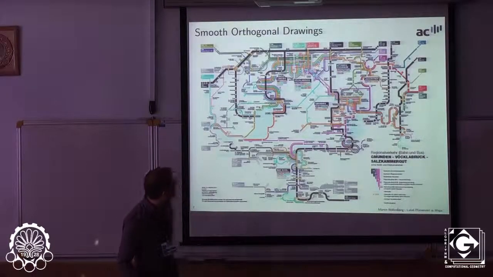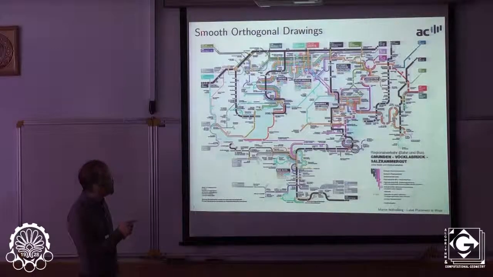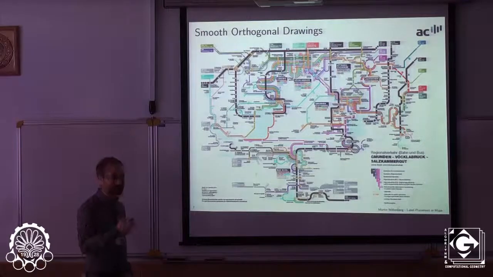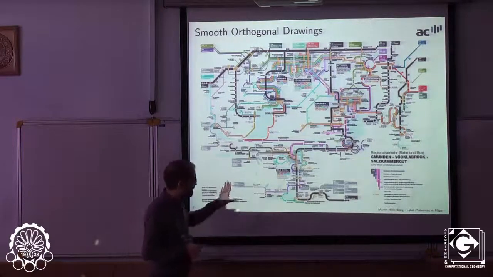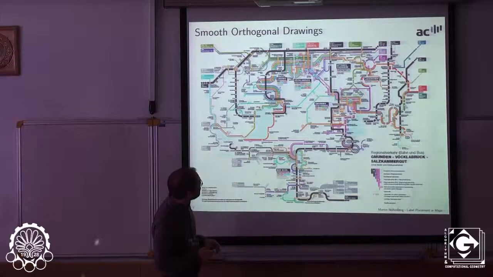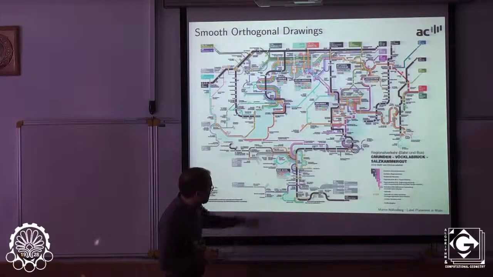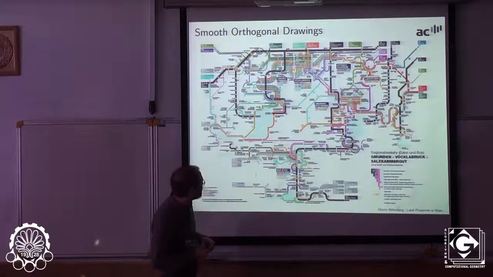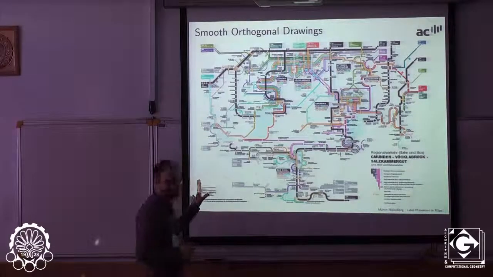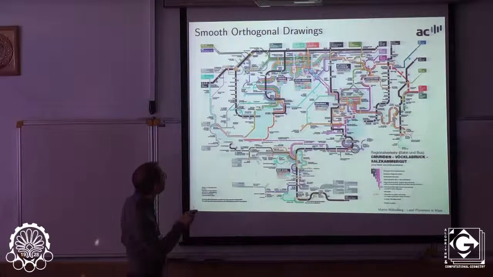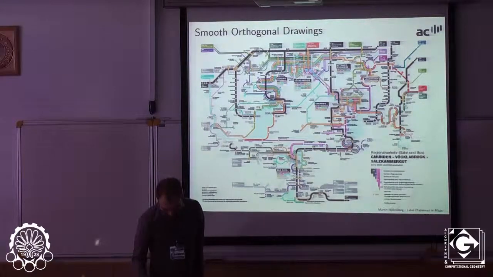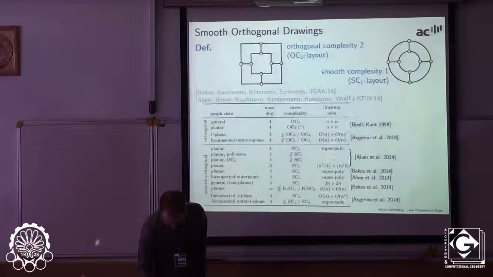Okay. So the second thing talks about the smooth orthogonal drawings and how we can use them. This is just an example of a traffic network, I think somewhere in Western Austria, where they use that kind of style, using lots of circular arcs in their layout. So it's just an example to show that this layout style is actually used.